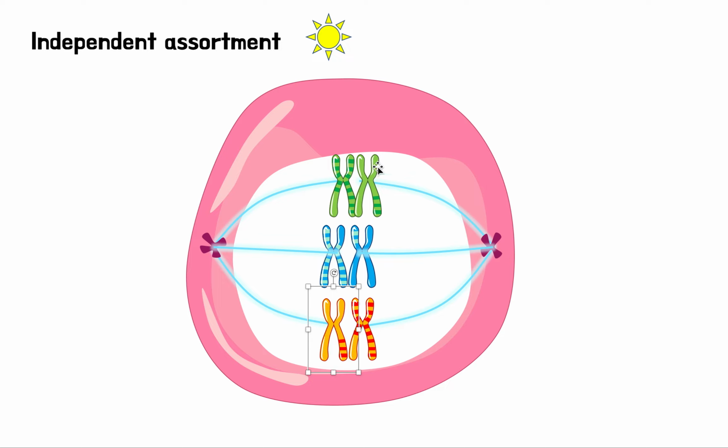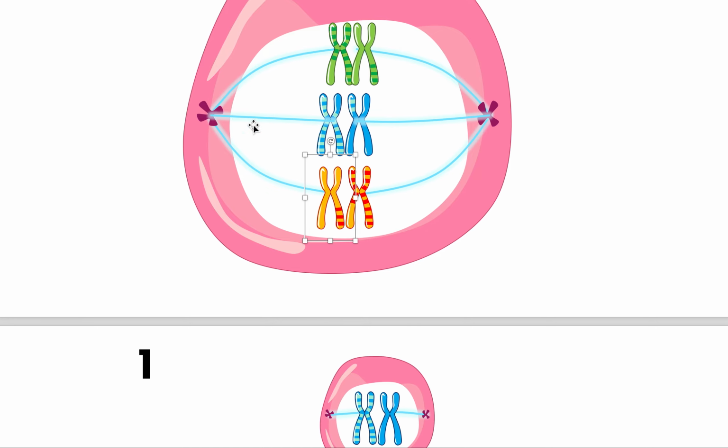So independent assortment is another form of promoting uniqueness. And I'll try and use some examples. Just like crossing over, independent assortment can promote uniqueness. It can make the gametes as unique as possible. So let me show you a bit more clearly.